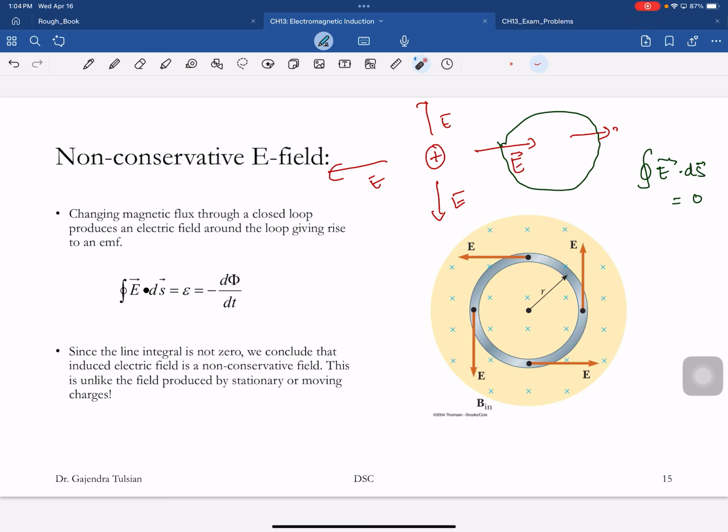All right, now we just saw that if you change the magnetic field, so for instance, if you're increasing the strength of the magnetic field, this magnetic field is pointing into the sheet. If you're increasing the strength, it will produce an electric field like this. And you see the line integral of this electric field around a closed loop is not zero. So the earlier electric field was a conservative electric field. This one is a non-conservative electric field. So the nature of this electric field is different.